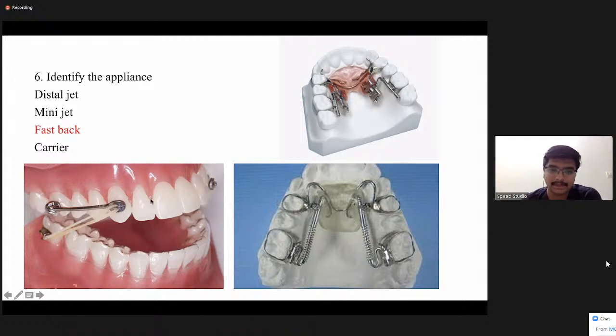So any appliances that we are going to deal with will also have a component called mini implant supported appliances. The names will be misleading and it will be very confusing, and these are all very fancy names, termed in such a way to promote the appliances for many clinicians to be using them. This is called a carrier appliance, this is a fastback appliance, and this is a distal jet. And if it comes with a mini implant, then it forms a mini jet appliance.